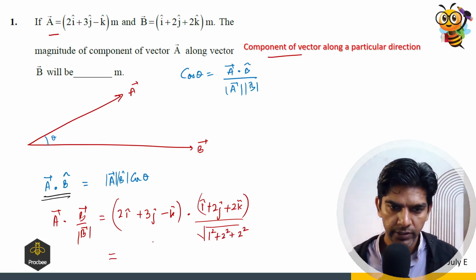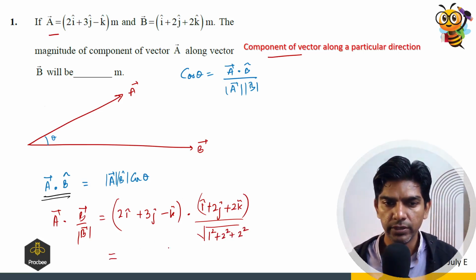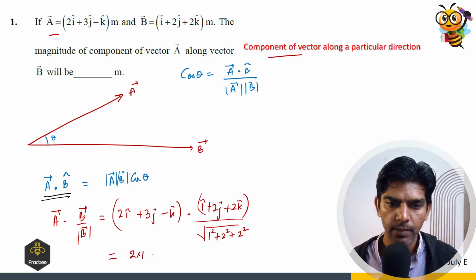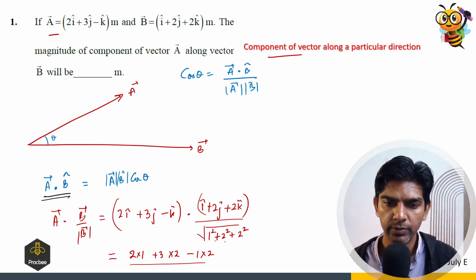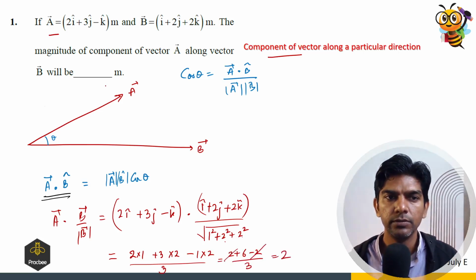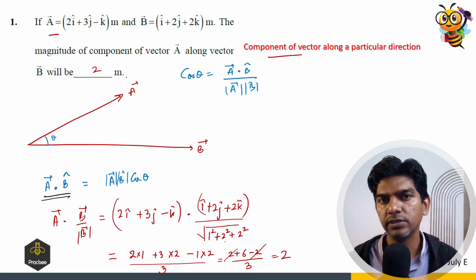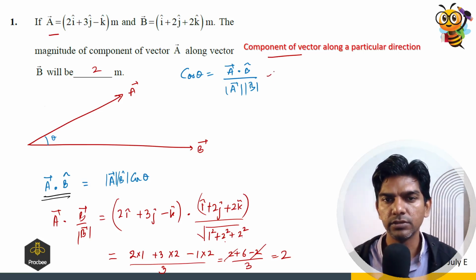So let us take the dot product of the numerator. It will be 2 times 1 plus 3 times 2 minus 1 times 2, divided by root of 1 plus 4 plus 4, that is 9, root 9 will be 3. So it will be 2 plus 6 minus 2 divided by 3. So it comes out to be 2. So 2 is the answer. Suppose they ask you what is the angle between the two vectors, we can use this, right?